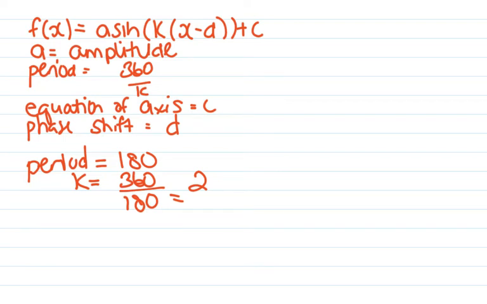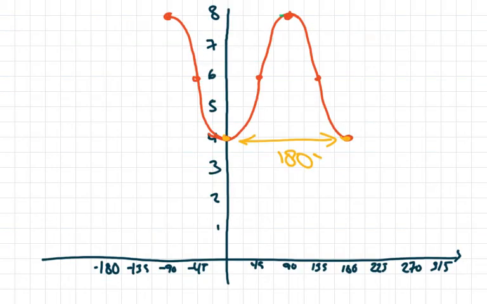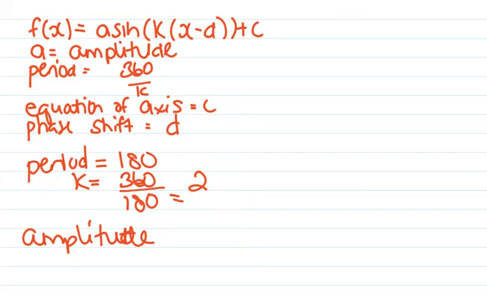The amplitude is the difference between the highest and lowest y value divided by 2. So the highest y value is 8. The lowest y value is 4. So we need to do 8 minus 4 divided by 2, which is 4 divided by 2, which is 2. So a is 2. So we have k and a.